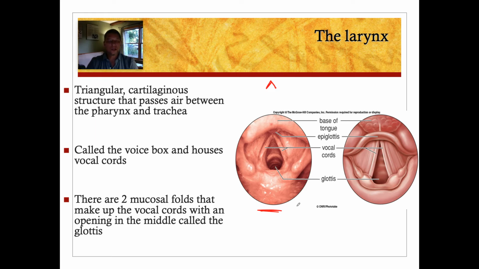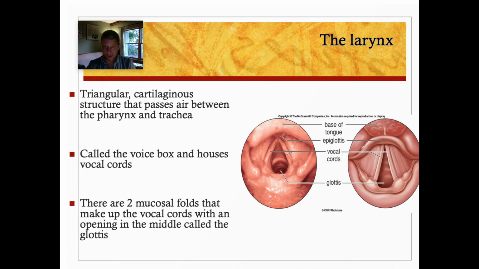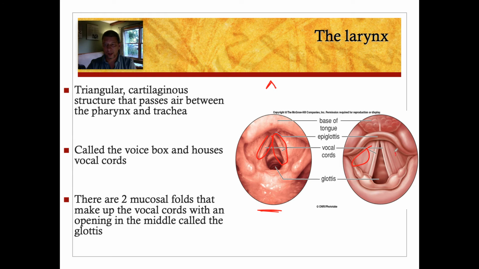Notice that it's a triangular shaped area that allows air to pass between the pharynx and the windpipe, or the trachea. It's oftentimes referred to as the voice box because it houses the vocal cords. You can see this is one of the vocal cords, and this is the other. Now, there are also two folds of connective tissue that you can see in here and in here that vibrate and help to produce the sound.